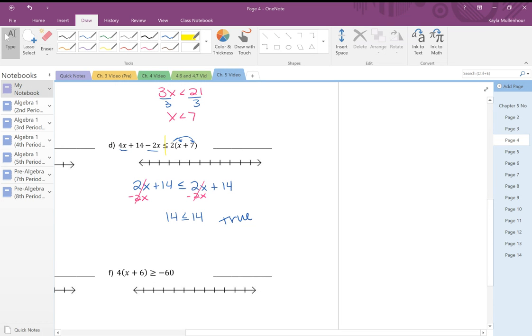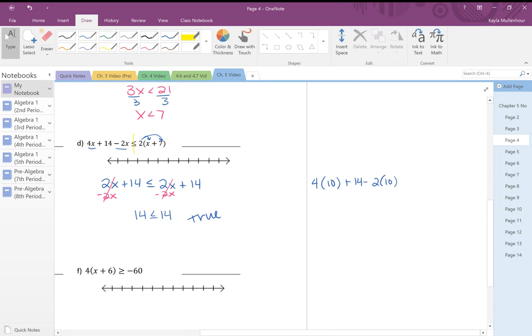So if I were to just pick like 10, I'm plugging this back into the original inequality: 4 times 10 plus 14 minus 2 times 10, is it less than or equal to 2 times 10 plus 7? Well, I get 40 plus 14 minus 20 is less than or equal to 2 times 17. And if I simplify that, 40 plus 14 minus 20 is 34. And 2 times 17 is 34. Okay, so 34 is less than or equal to 34. Any value that you plug in for x is going to give you a true statement.